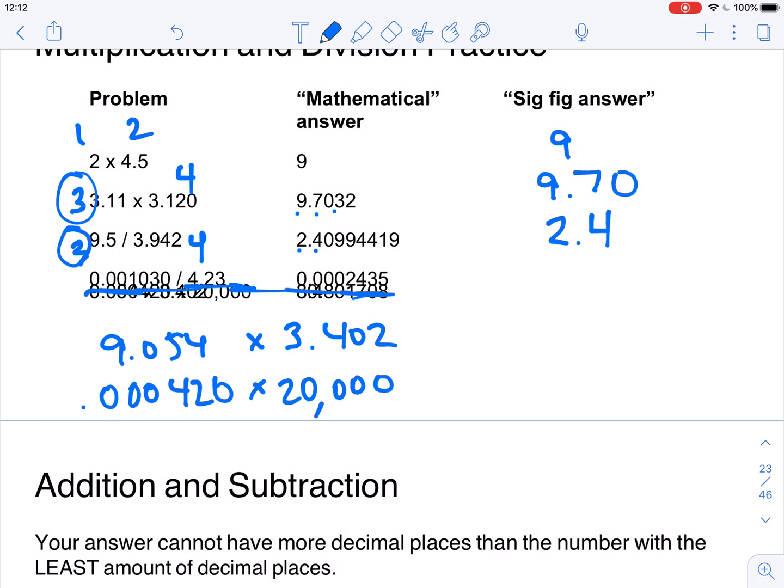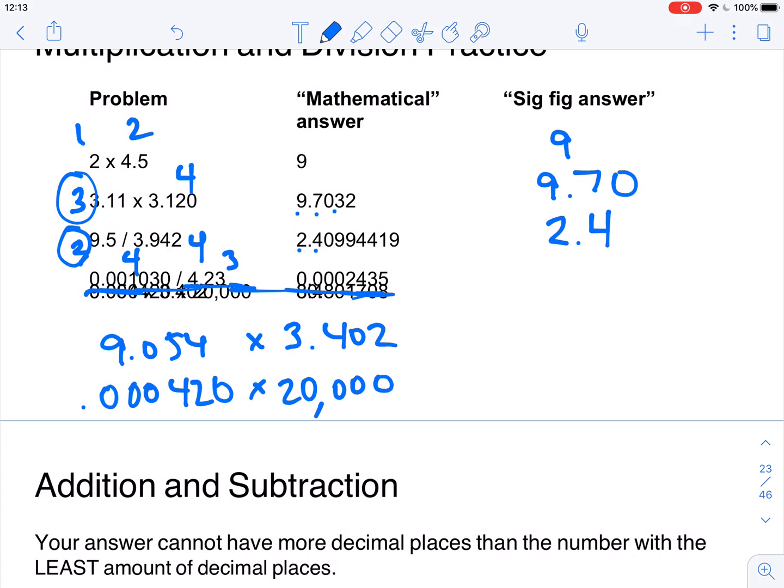Here's where I think my slide went a little awry. I have 0.001030. Remember that those leading zeros do not count. So this number here has 4 sig figs. That's the 1, 0 for a sandwich, 3, and then that trailing 0 after a sig fig. Those count, so 4. 4.23 has 3 sig figs. My answer should only have 3 sig figs.